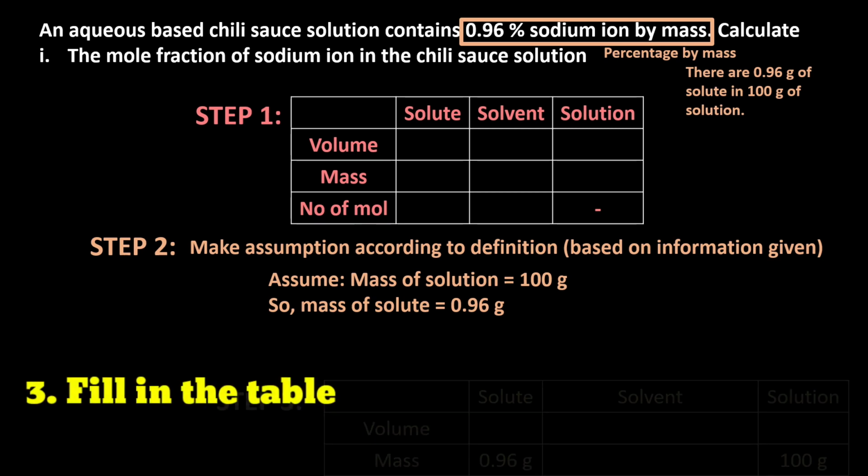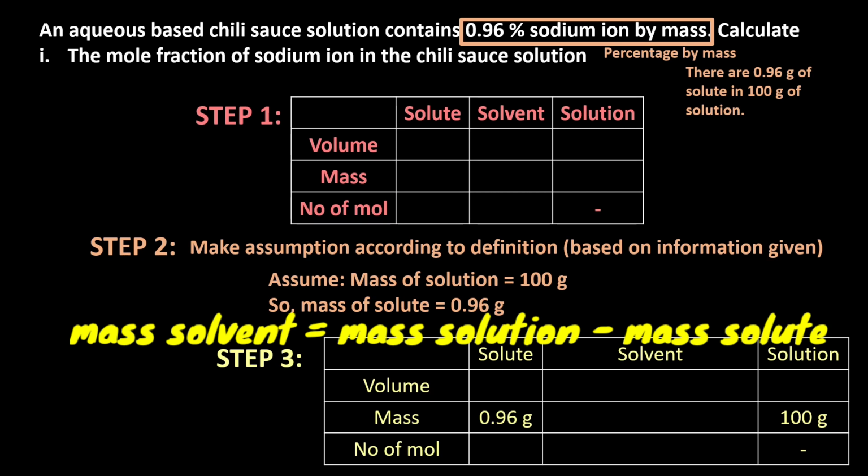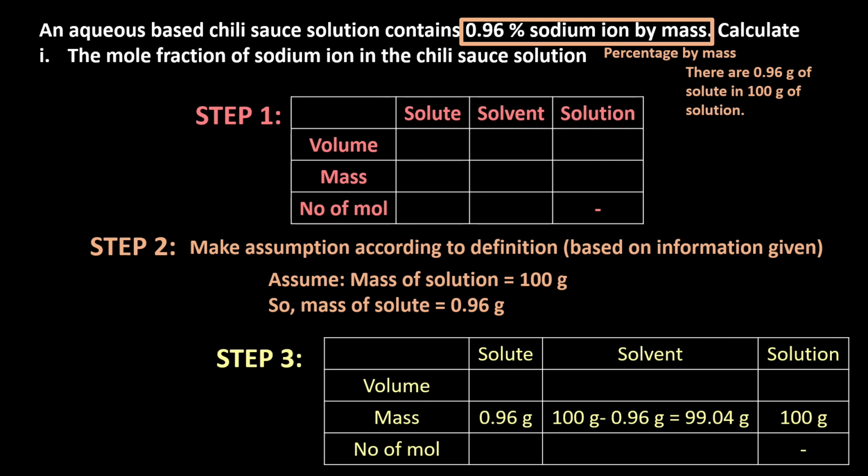In step number 3, we fill in the table from step 1 with the information that we have from step 2. In step 2, we have two pieces of information, the mass of solution and the mass of solute. So we can put these into the table first. Based on these, we can also calculate the mass of solvent. When we make the solution, we need to have solute and solvent mixed together to form a homogeneous solution. Hence, to find the mass of solvent, we just need to subtract the mass of solute from the mass of solution. Then we get our mass of solvent as 99.04 gram.